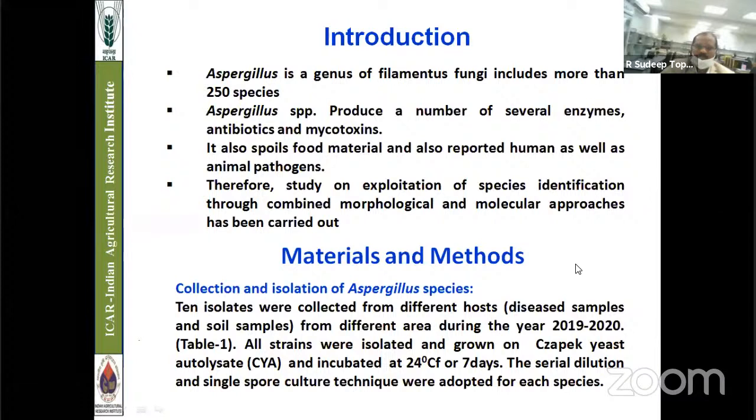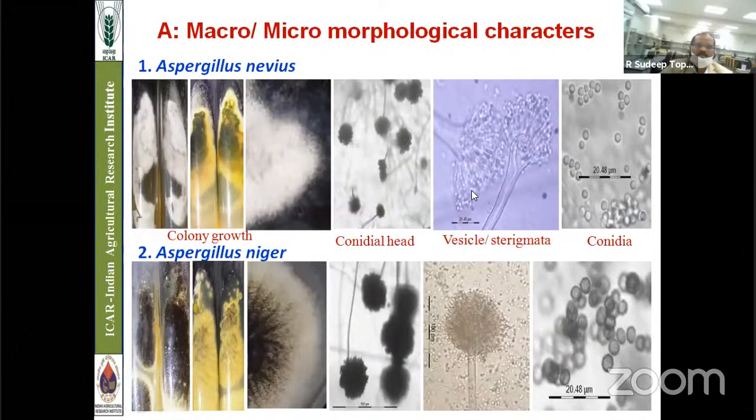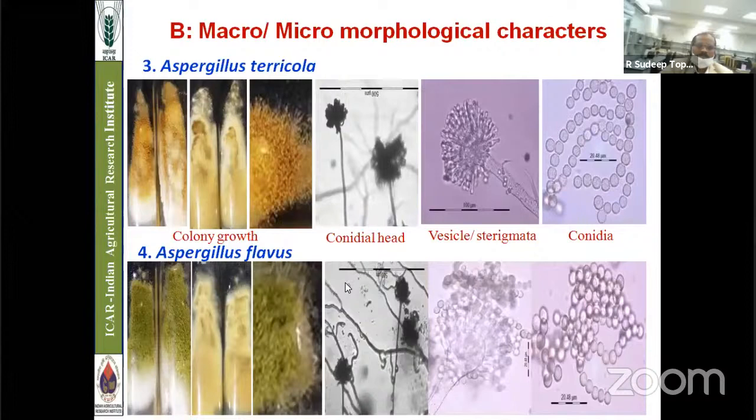I have isolated 10 isolates from different hosts from different areas during 2019 to 2020. All strains were grown on Czapek yeast extract agar media. These isolates were collected from the different hosts listed here. Macro and micro morphological characters of all 10 isolates were categorized on characters like colony growth, conidial head, vesicle, sterigmata, and conidial shape and size, and morphologically identified as Aspergillus nidulans, Aspergillus niger, terreus, Aspergillus flavus, and Aspergillus aculeatus.